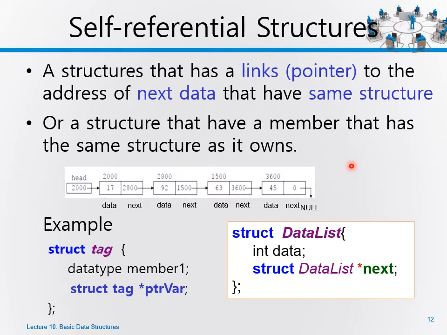So we have the definition of struct, the struct name data list. We have integer data, and struct data list next pointer. This is the next pointer. In the definition, we define a type structure data list, a structure of type struct data list, which has 2 members: the integer member data and a pointer member next pointer.